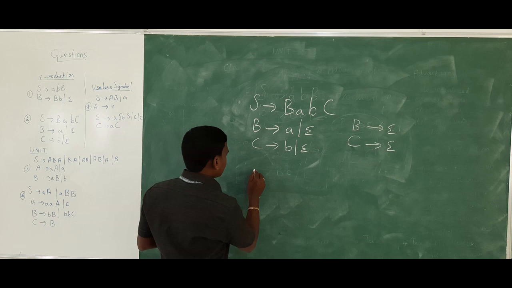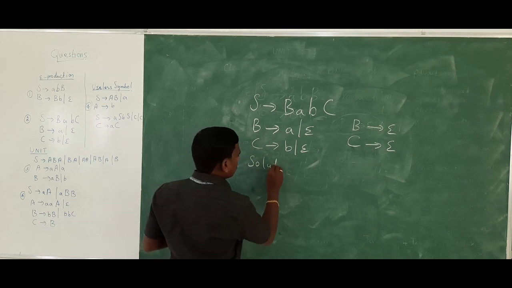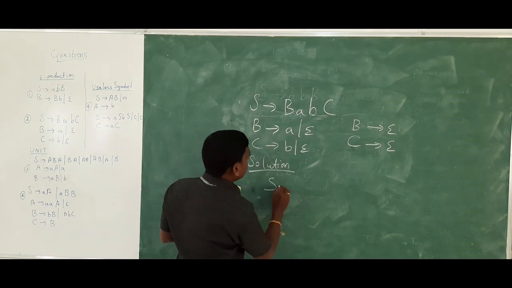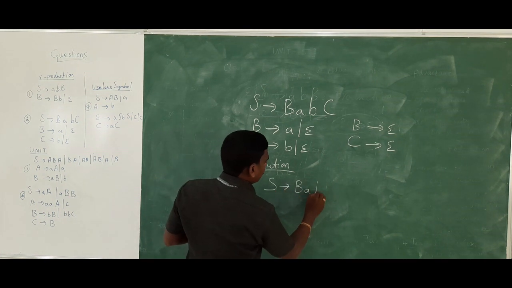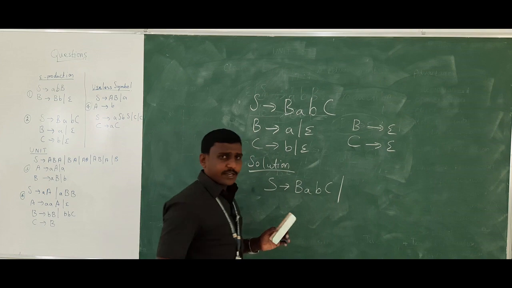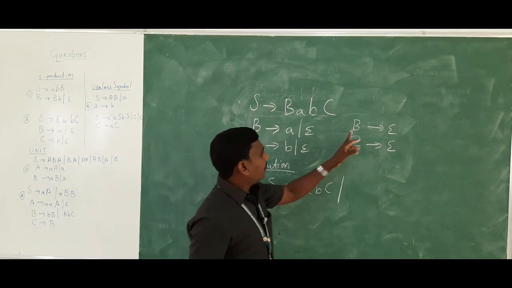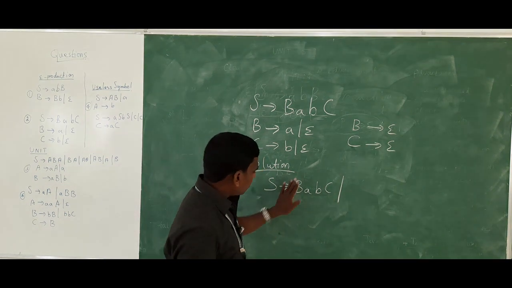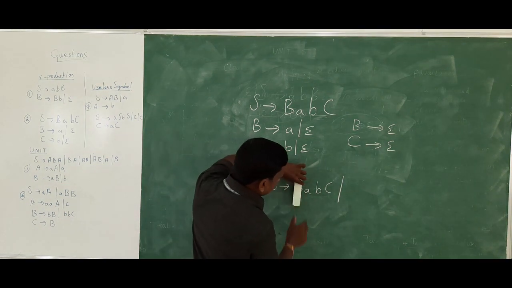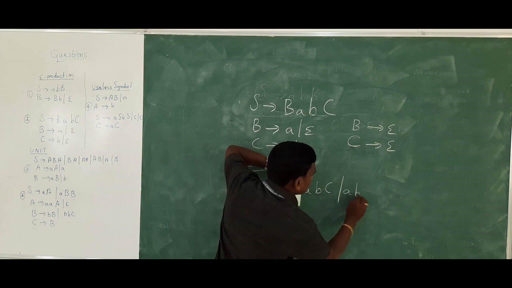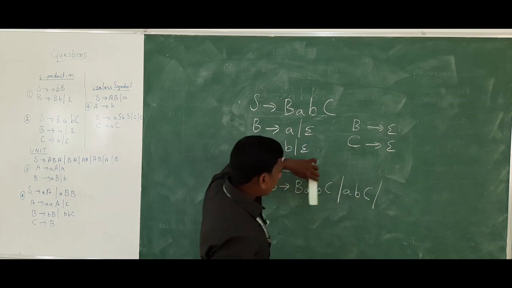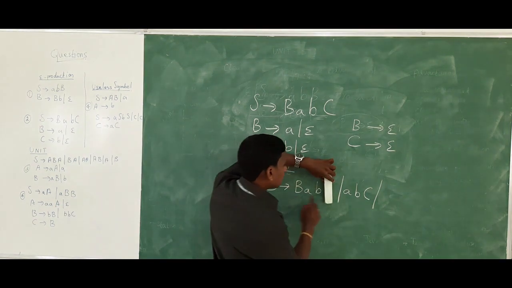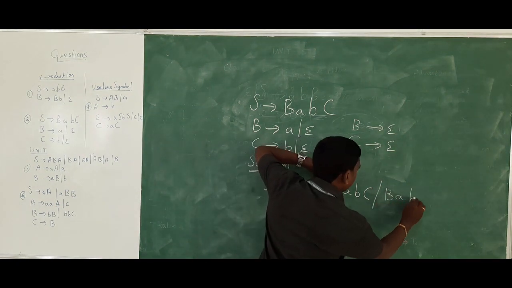So how to eliminate this epsilon production? Very simple. First solution. First you write the same grammar. S tends to BABC, and you put slash, that means separation. And I told you B also has epsilon, C also has epsilon. So in place of B you just substitute epsilon. So I will get ABC. Okay. And in place of C you substitute epsilon because C also has epsilon. I will get BAB.